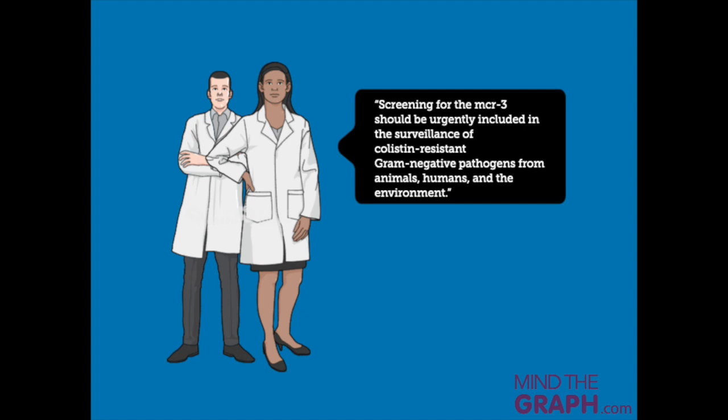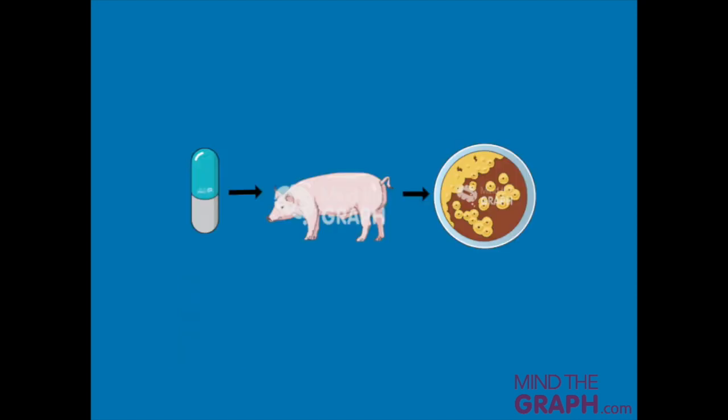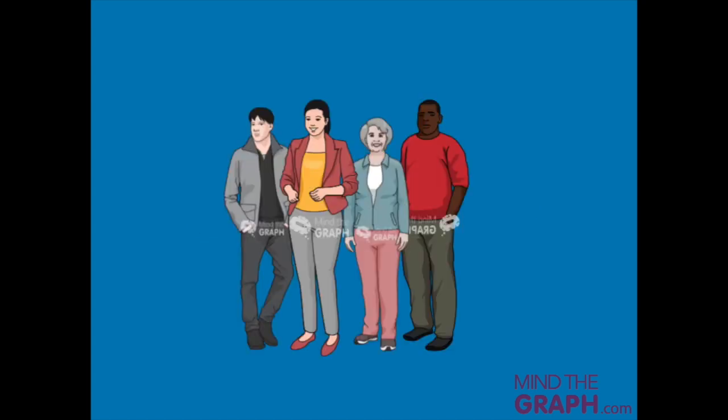The authors that conducted this research expressed their concern for the spread of this antibiotic resistant, saying, quote, "Screening for the MCR3 should be urgently included in the surveillance of colistin-resistant gram-negative pathogens from animals, humans, and the environment." In China, millions of pigs were given colistin for years. Resistant bacteria developed in pigs, then to humans when it is eaten.